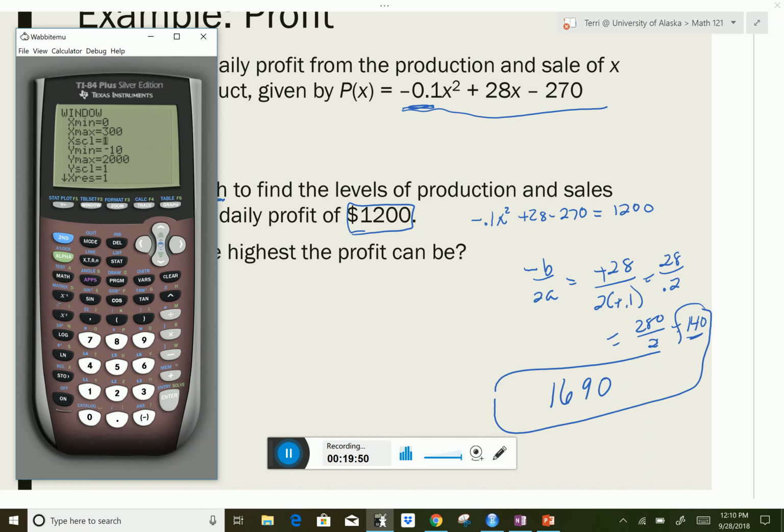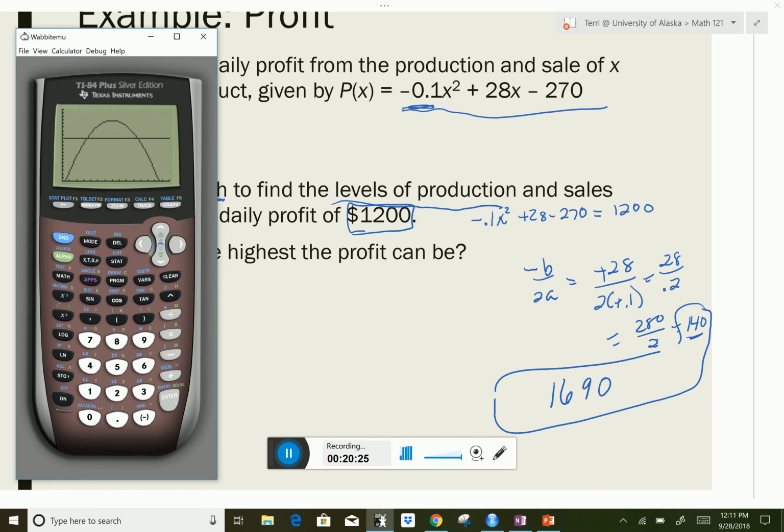And let's fix our scales. Probably 20, and maybe 100 for the Y scale. Might look good. So let's graph it. Beautiful. So now we can see a couple of different things in here. We can see where the levels of production are. The levels of production and sales give you a daily profit of $1,200. So it's here and here.